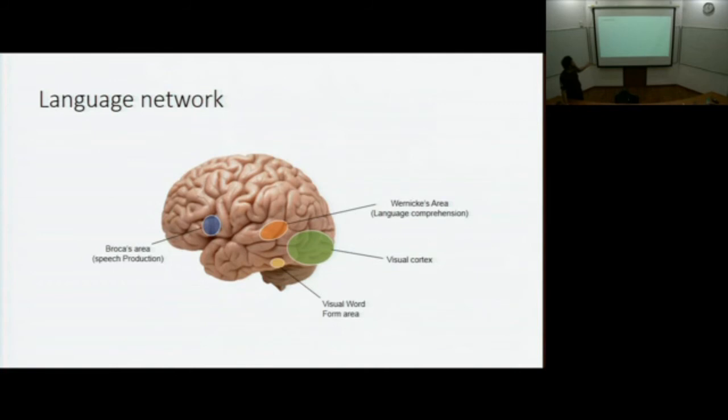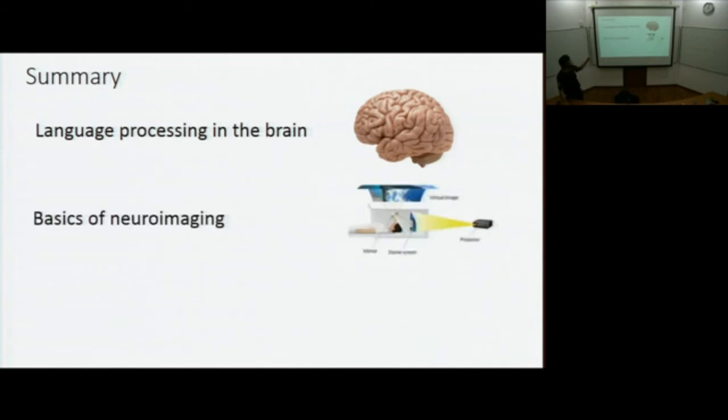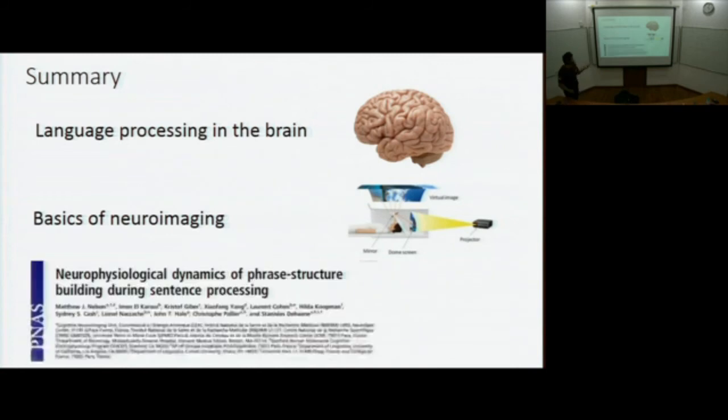So this would be the summary of my talk. I'll briefly give you an overview of language processing in the brain. What happens for people who are blind? Do they form the visual word form area when they learn to read the Braille language? Since many of the techniques involve brain imaging techniques, and many of you won't know about that, I'll give you a very basic introduction to neuroimaging. And then more specifically, I'll focus on this particular paper.